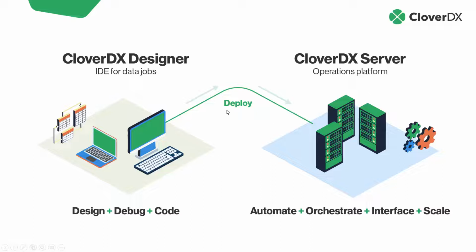And once it's in a good working state, that job gets deployed to CloverDX Server, which is our operations platform. It's essentially a web application that sits wherever you'd like to host it. So again, on-prem or in the cloud. And we automate, orchestrate, interface, and scale it out to a full enterprise level data backbone of an organization. And that's the idea here, is creating that automated, orchestrated event so that all of our data pipelines can execute successfully.